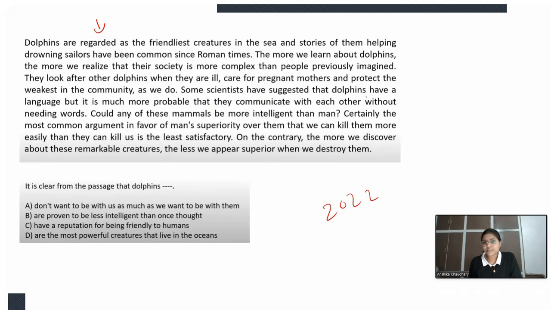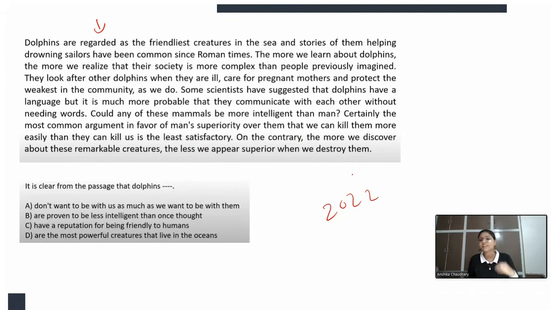Some scientists have suggested that dolphins have a language, but it is much more probable that they communicate with each other without needing words. Could any of these mammals be more intelligent than men? Certainly, the most common argument in favor of men's superiority over them, that we can kill them more easily than they can kill us, is the least satisfactory. On the contrary, the more we discover about these remarkable creatures, the less we appear superior when we destroy them.